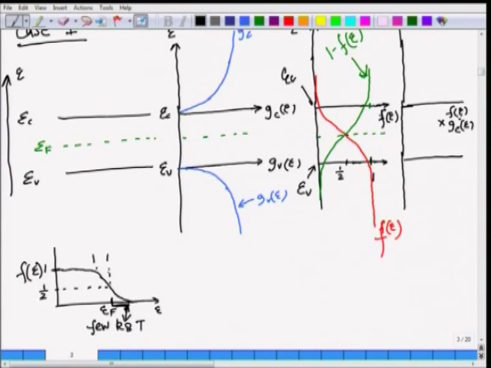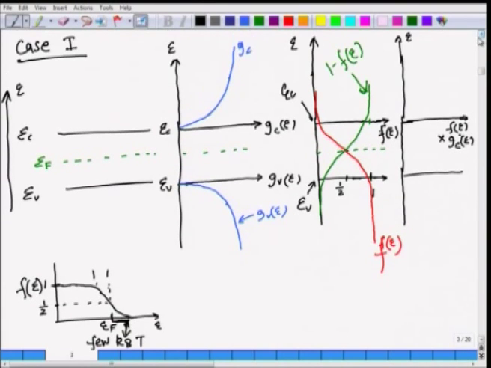That is what I am plotting on this axis right here. This is what I am plotting on this axis. So, if I plot this product of the blue line and the red line, let us continue to use the red pen for this.